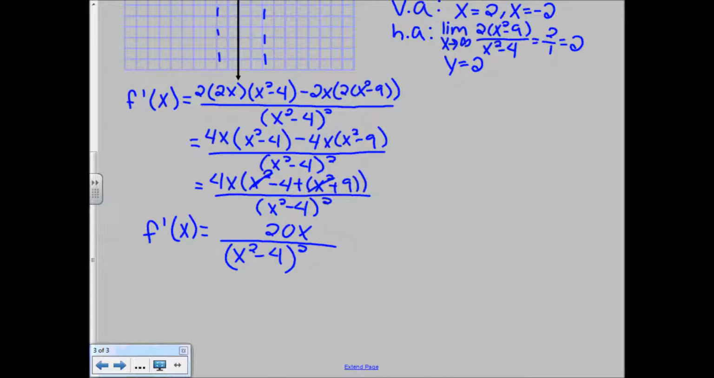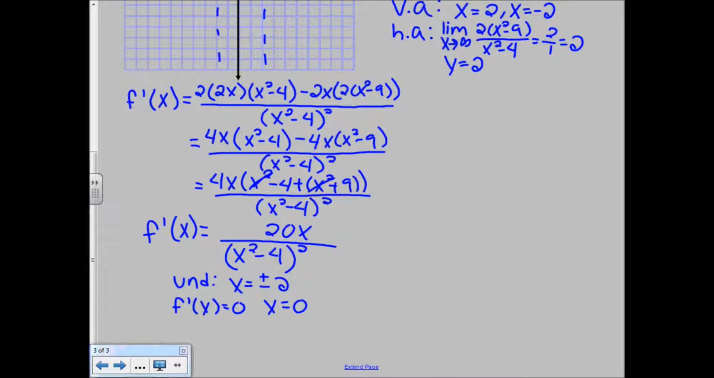So now we want to analyze that. So we want to find our critical values. So our critical values are where it's undefined. So this is going to be undefined at x equaling plus and minus 2, because those were our vertical asymptotes before, and so those are going to stay here because that x² - 4 is in the denominator again. And f prime of x is going to equal 0. That's pretty easy to see because we just have a 20x there in the top. It's going to happen when x is equal to 0. So we have 3 critical values.